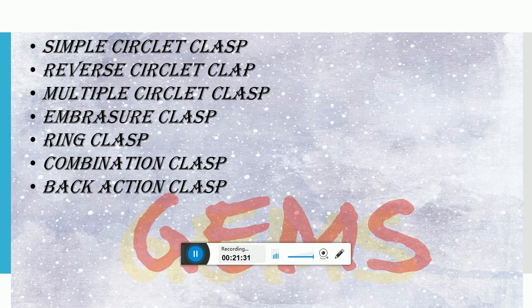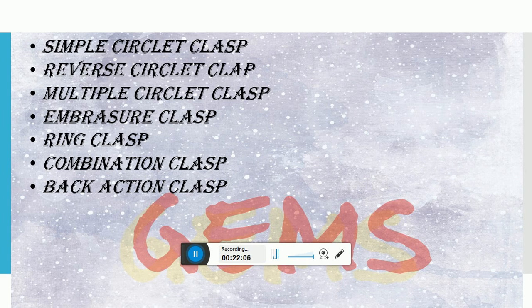Okay, this is just opposite of simple circlate clasp. Basically, simple circlate clasp is for the mesial undercut. Reverse circlate or the reverse approach clasp is for the distal undercut. Okay, and it engages the distal undercut on the abutment tooth located adjacent to the edentulous space. Okay, and most preferred for the distal extension cases. Simple circlate clasp cannot be used for the distal extension cases, and reverse circlate or the reverse approach arm is most commonly used for the distal extension cases.